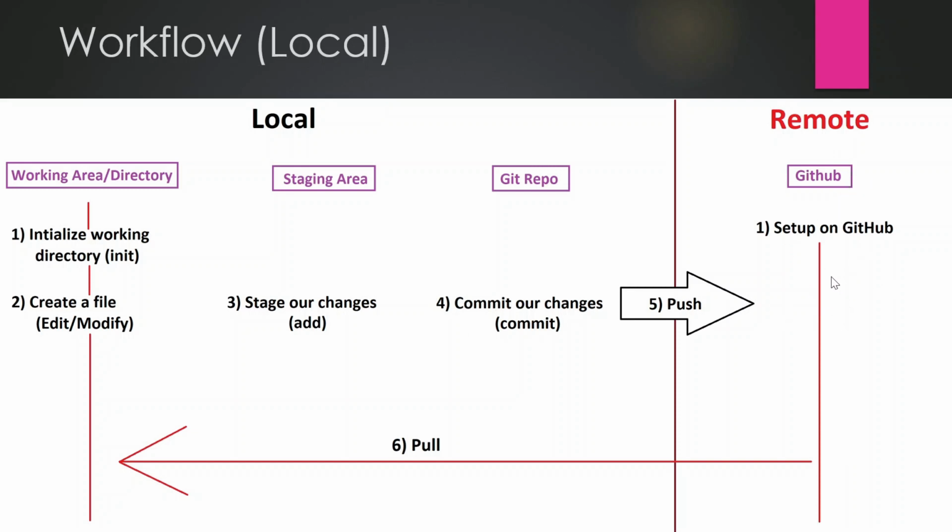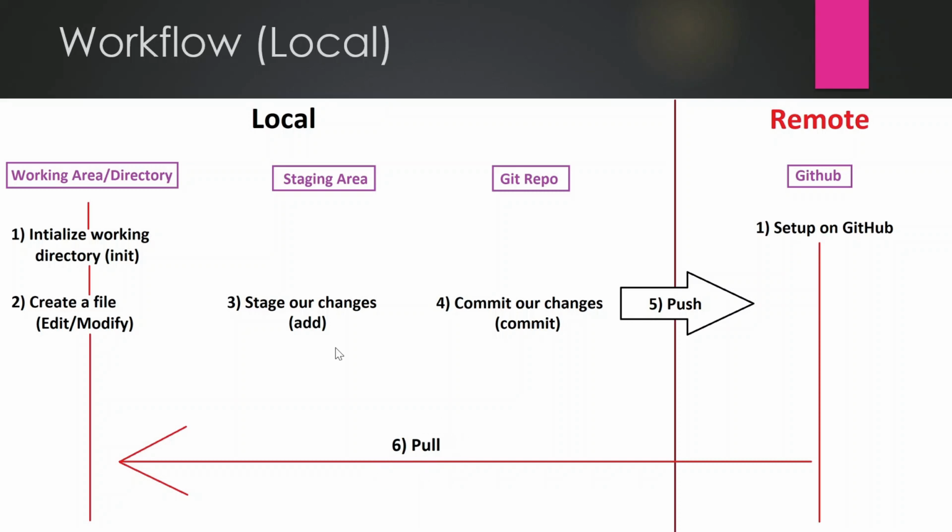Now once it comes over here, if there are many developers working on this, they must be having their own changes over here. In case you want to have these changes which are on the remote in your local working directory, you have to pull. So this is the last step, which is the sixth step.